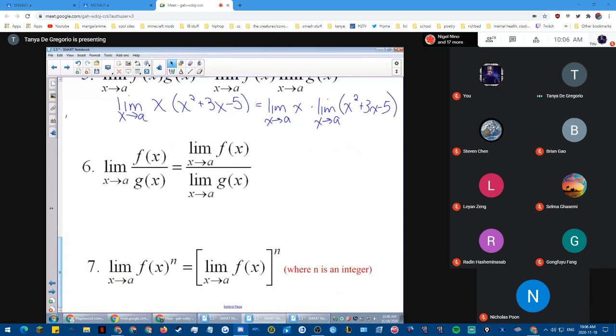Number 7, the limit as x approaches a of f of x to the exponent n. You can now take the limit of just f of x and then put it to the exponent n. Just be careful, guys. This only works when n is an integer. Okay, this only works when n is an integer. And the reason for that is one of the examples we saw. We saw when we have an exponent of a half, that's your root function, isn't it? Does it work there? Does that limit exist? No, you have to be careful. So it's only when n is an integer.